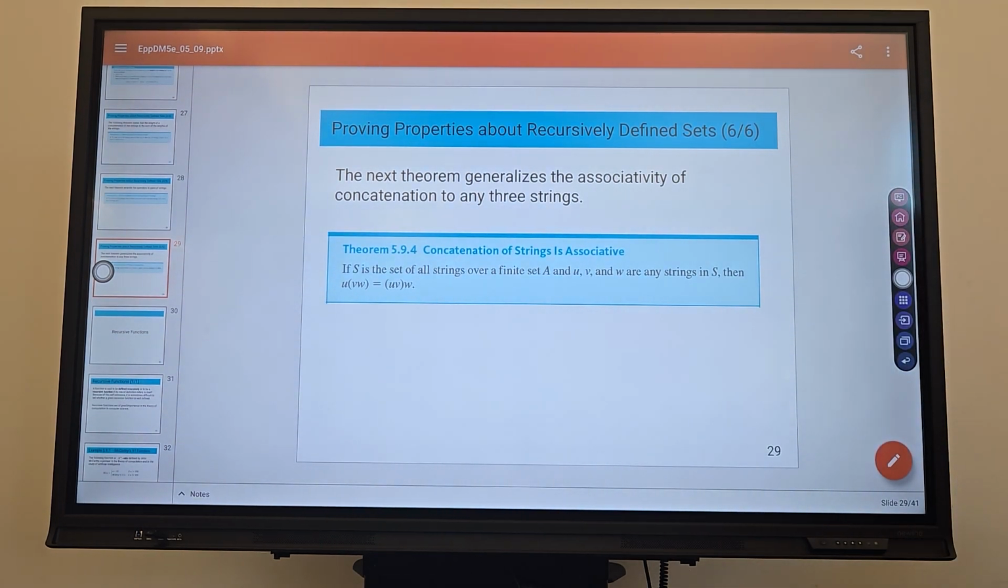The next theorem generalizes the associativity of concatenation to any three strings. If S is the set of all strings over finite set A, and U, V, and W are strings in S, then the associative property holds true for concatenation.